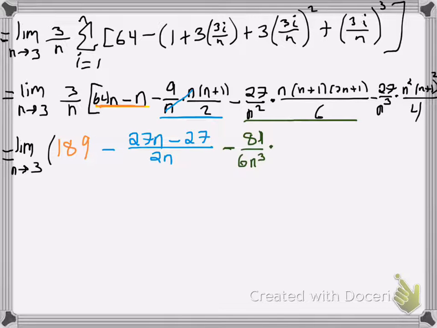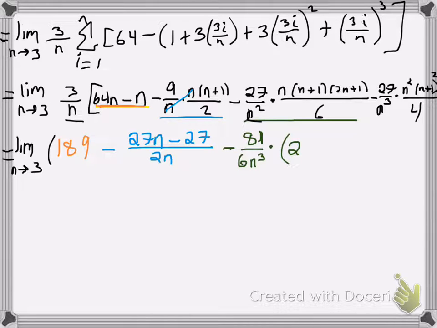6n cubed. So what happens here? What do we got here? This n will knock out one of those n's there. Oh, I didn't do that simplification. That's okay. So I just went straight ahead and did n times n squared, which is n cubed. 3 times 27 is 81, all over 6. Yes, I can reduce, but I chose not to here. There's a lot going on.